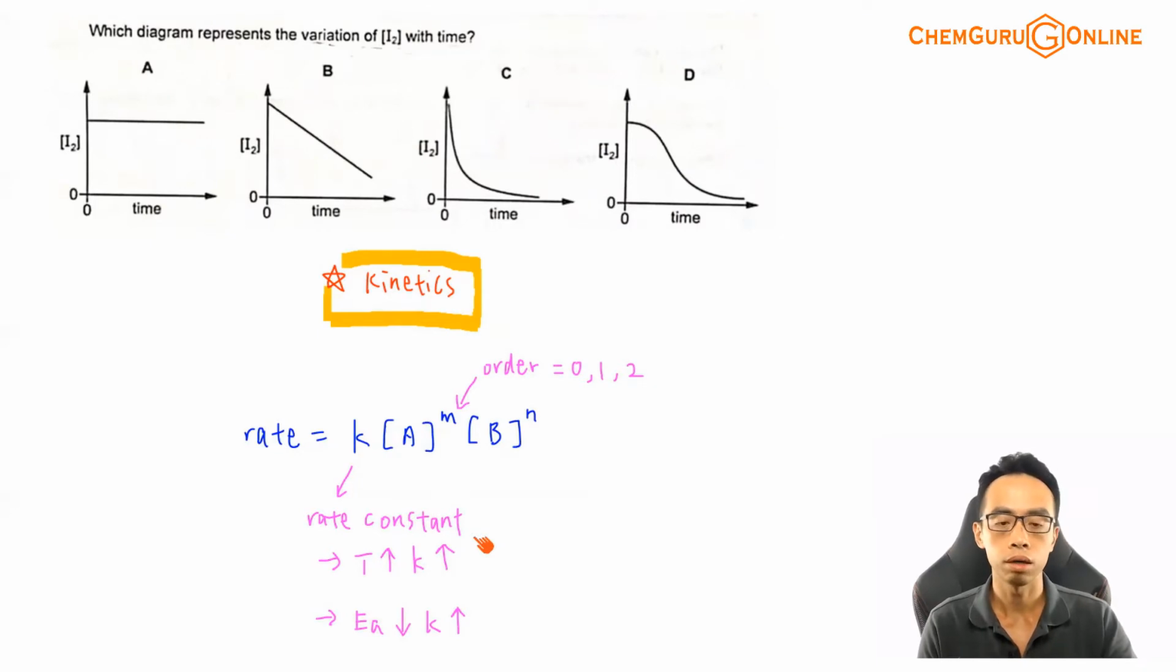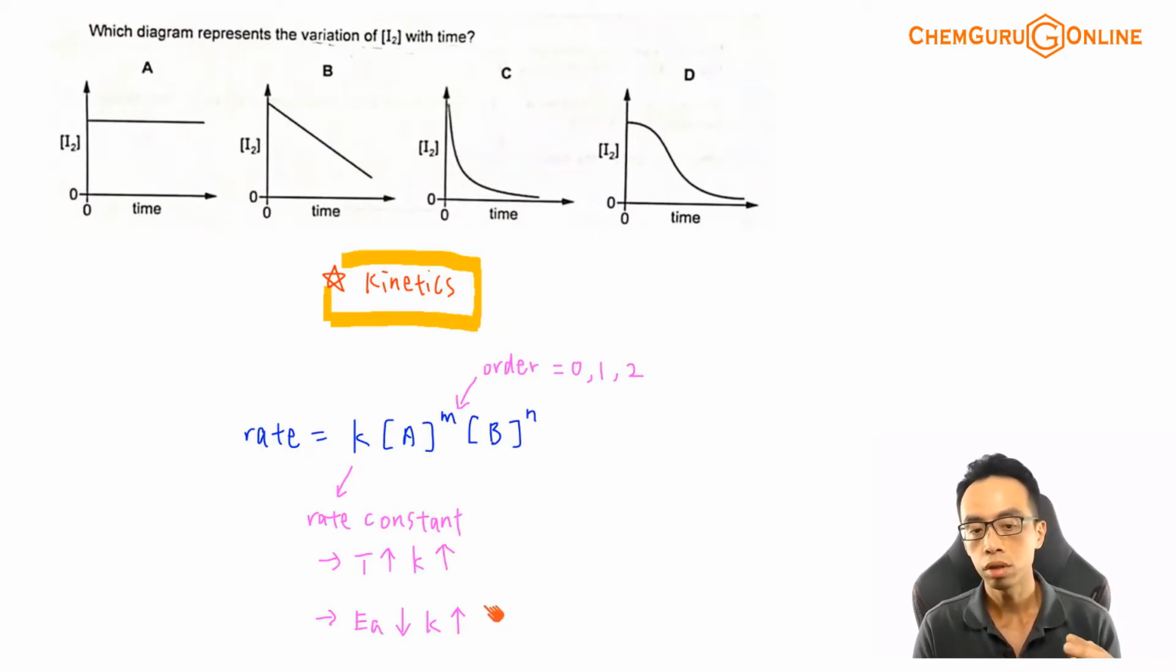So if, let's say, I am adding a catalyst and I lower the activation energy of this particular reaction, the rate of the reaction will also increase because the rate constant also increases. So we do need to know that when I'm changing temperature or adding a catalyst, what is affected is K, and so therefore the rate of the reaction is affected.